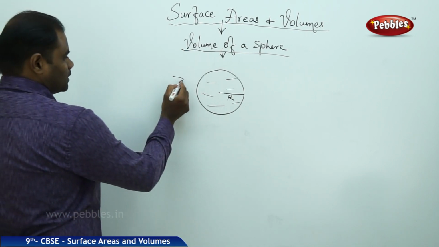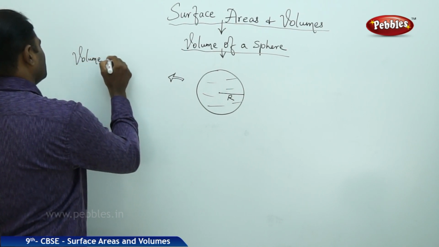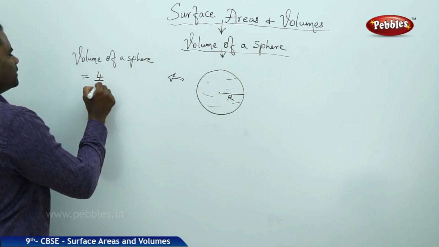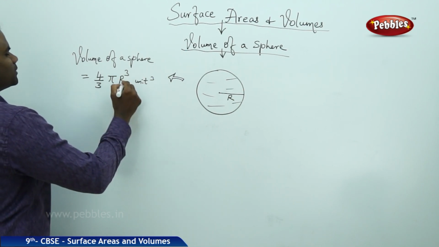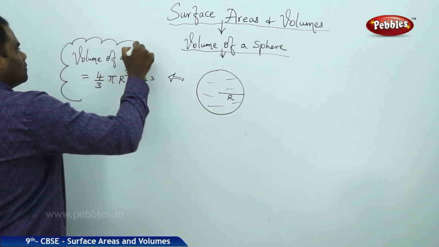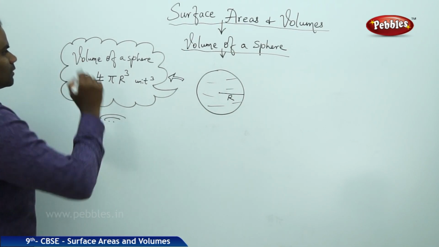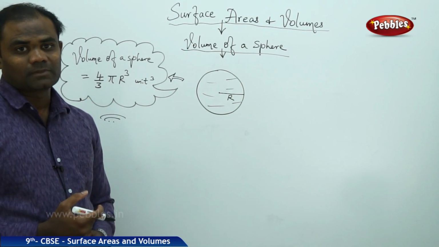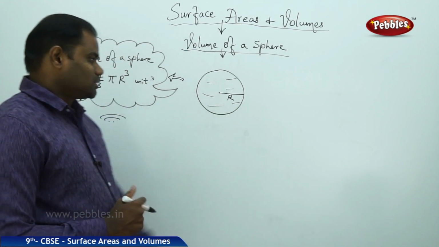So here we have a formula which says volume of a sphere is given by 4/3 pi r cube unit cube. Volume of a sphere is 4/3 pi r cube. Is how we understand, with r being the radius.